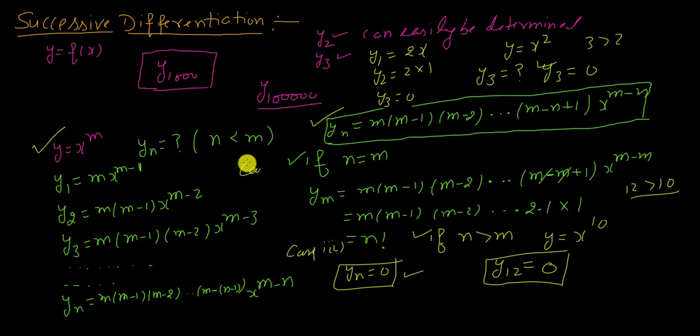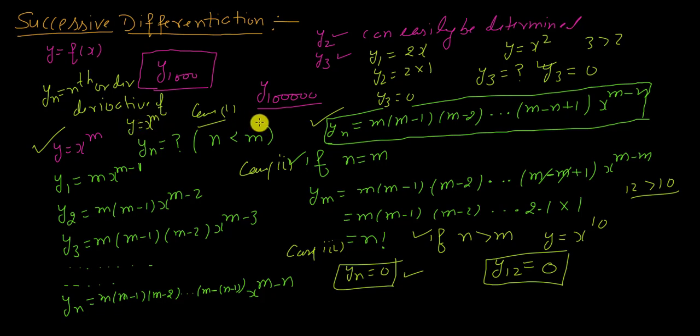This is the second case, and this one is case number 1. So this is the successive differentiation of x raised to the power m, or the nth order derivative. This is written as the nth order derivative of y is equal to x raised to the power m. So this is the first successive differentiation that we have studied. Now we will take another successive differentiation.